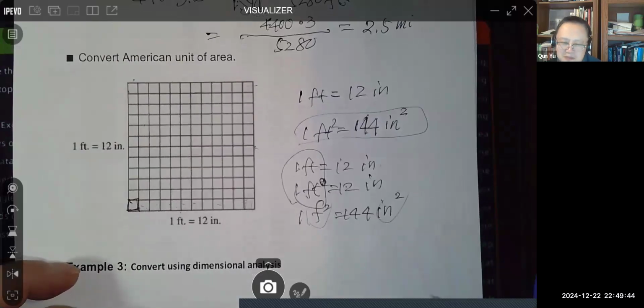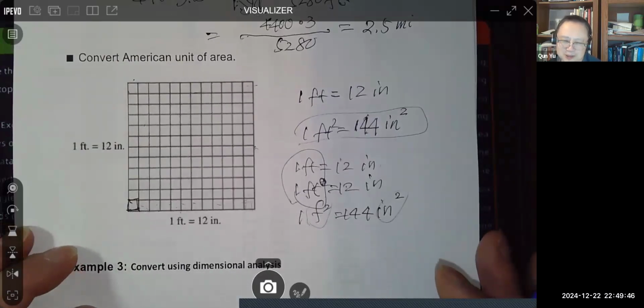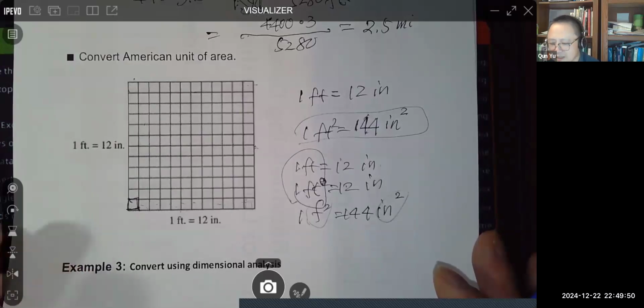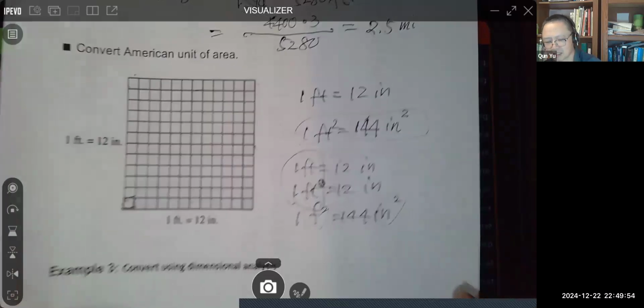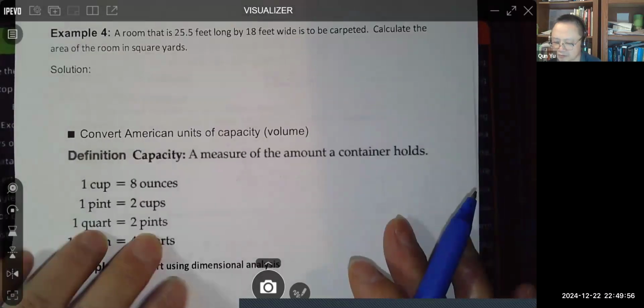Because square itself means multiply by itself. Makes sense? 2 square, 2 times 2. 3 square, 3 times 3. So you just multiply this length unit conversion by itself. So now let's look at the next example.